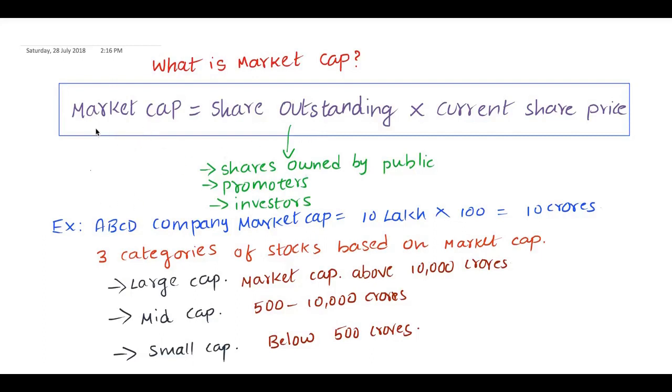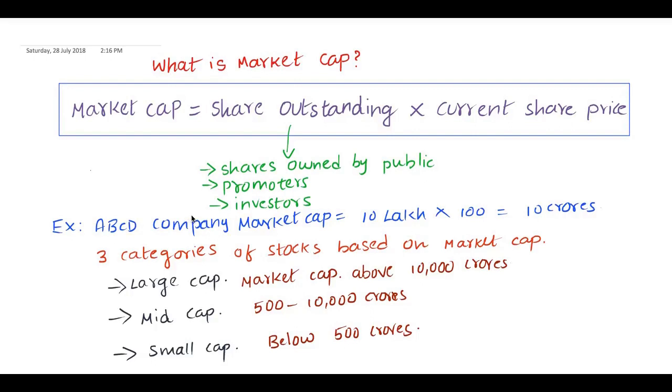Now we will try to explain that with an example. If you want to calculate the market capital of ABCD company, then ABCD company market capital equals total shares outstanding, which is 10 lakh, into the current share price, which is 100. So 10 lakh into 100, the total market capital of that company is 10 crore rupees. This is the way by which we can calculate the market capital of a company.